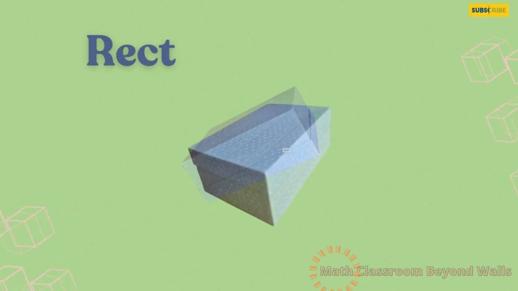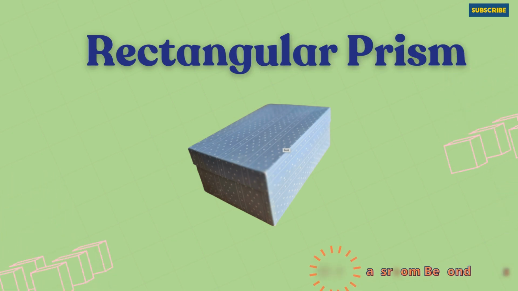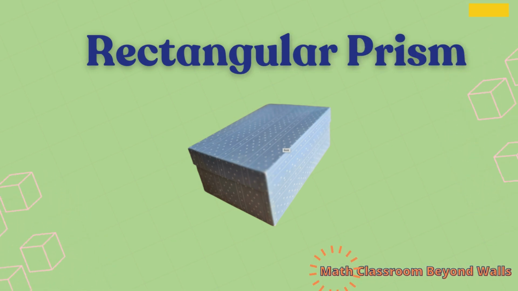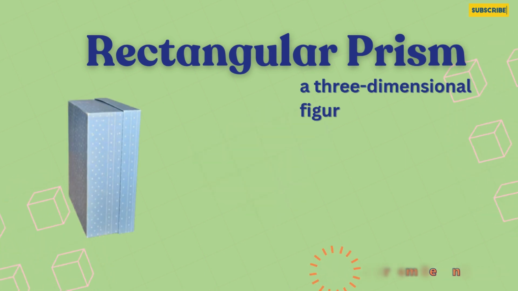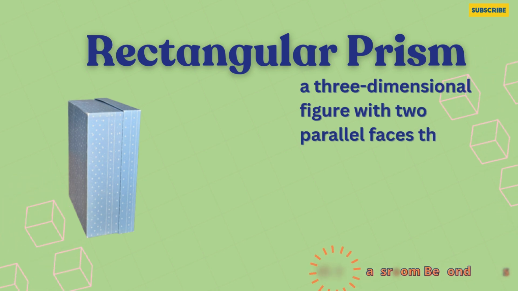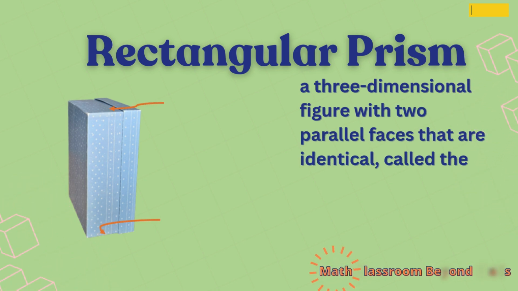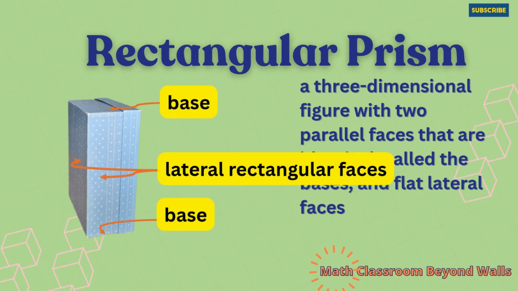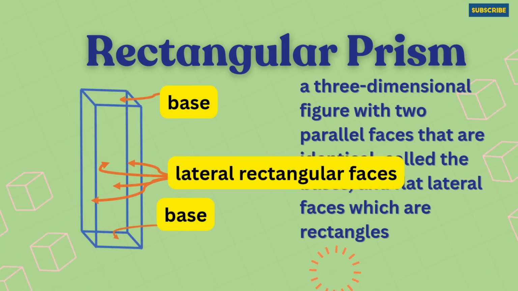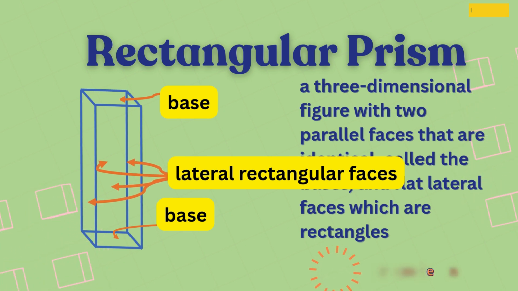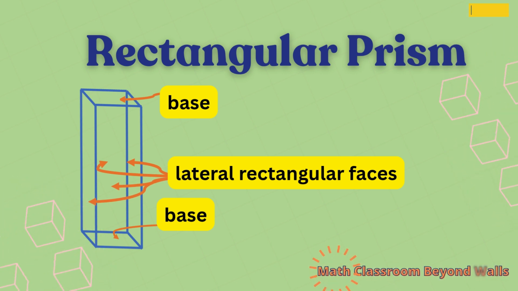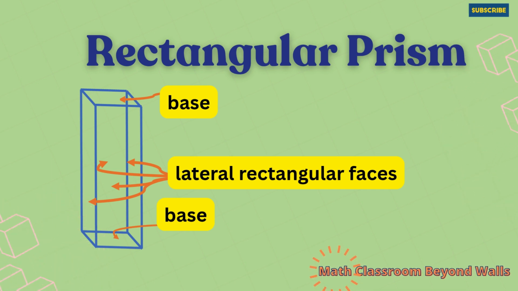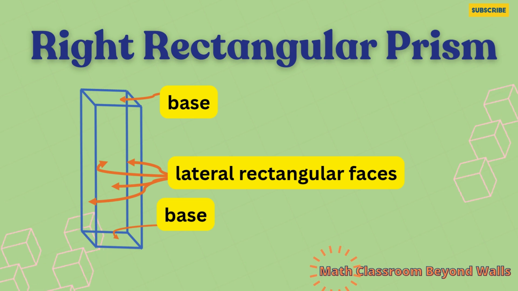This box is a classic example of a rectangular prism. With that, I'm sure you can now describe what a rectangular prism is, correct? So, a rectangular prism is a three-dimensional figure with two parallel faces that are identical, called the bases, and flat lateral faces, which are rectangles. There are 4 of these lateral faces in our box here. As you notice, the rectangular prism here is sitting on its base, and it is upright. This type of rectangular prism is a right rectangular prism.